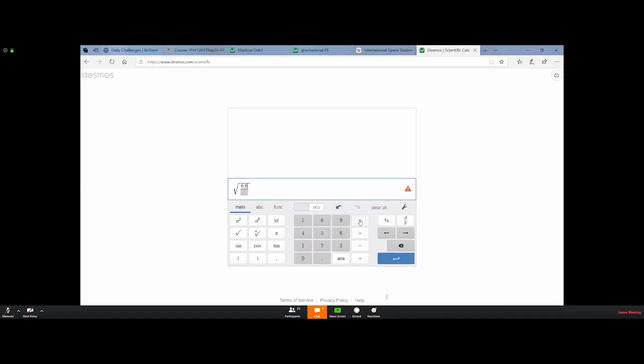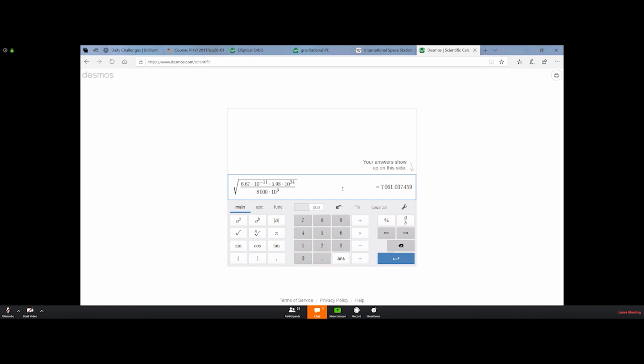Square root of 6.67 times 10 to the minus 11 times 5.98 times 10 to the 24 kilograms. I'm going to do velocity first. And then the first radius is 8,000 kilometers, 8,000 times 10 to the third. So that's going to be 8 times 10 to the sixth. And there's the velocity for the smaller orbit.